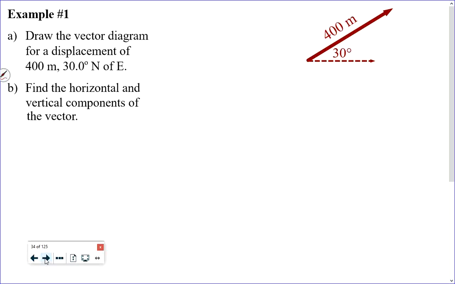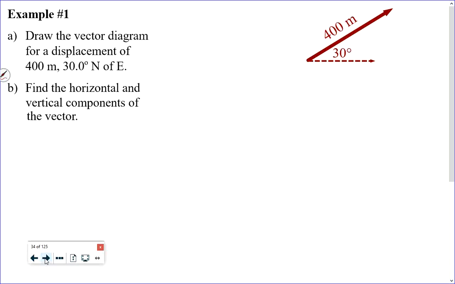We're on page 33 right now. Find the horizontal and vertical components. Well, if you started in that position and walked 400 meters, 30 degrees north of east, will you be east from where you started? I don't mean directly east. Will you be more east in your final position than you were to begin with? In other words, will you be at a different longitude on the map? Of course you will, right?